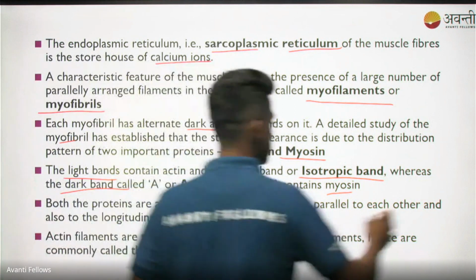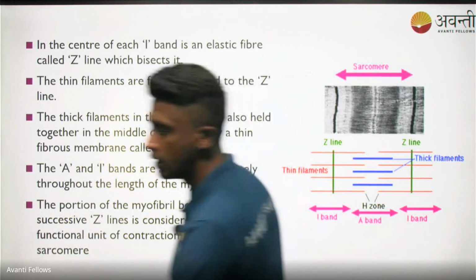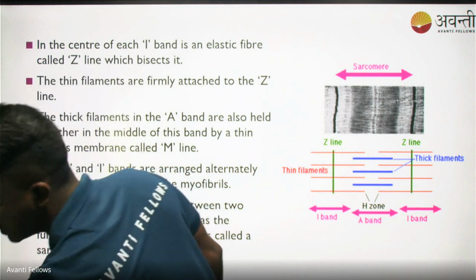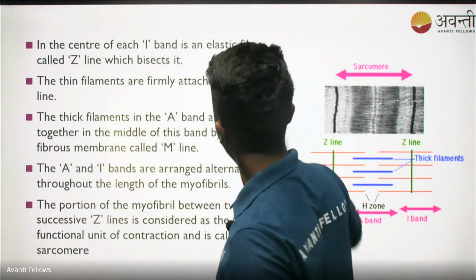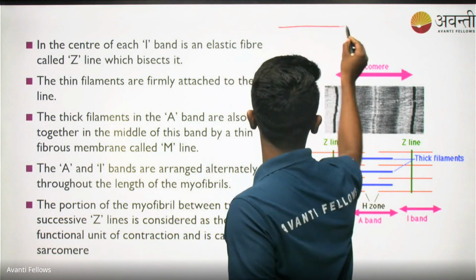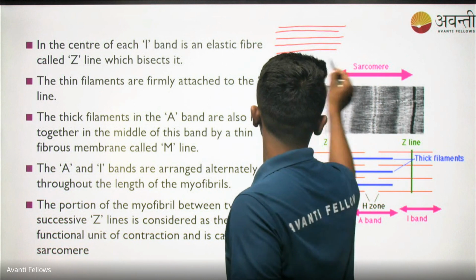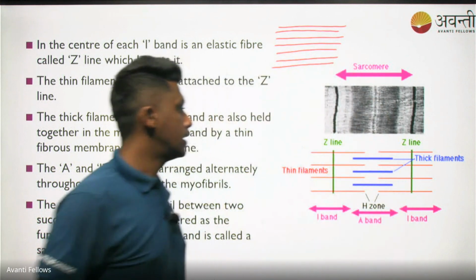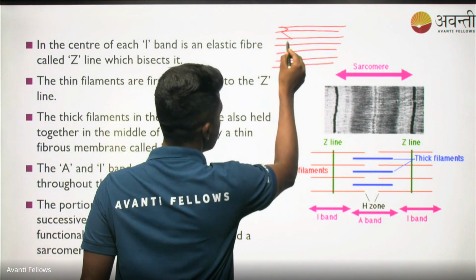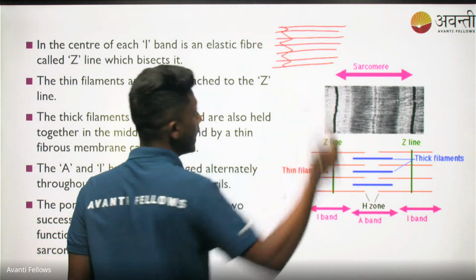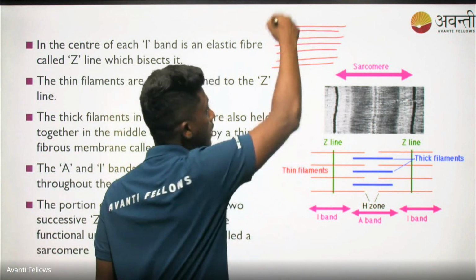Now let's see how actin filaments and myosin filaments are arranged first. When I talk about the isotropic band, I'm talking about who? Actin. Actin filaments are called I bands, and these I bands are parallel to each other. They are not independent, but are held together by an elastic fiber. There is an elastic fiber that stitches these light bands, or isotropic bands, throughout the length.